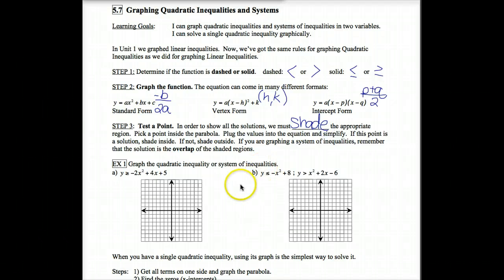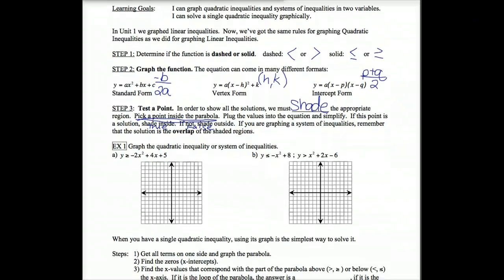When we shaded linear inequalities, this was easy because less thans you shaded below, greater thans you shaded above. With parabolas, it's not that black and white. So in order to decide which part is shaded, we are going to pick a point inside the parabola and plug it in. If we get a true statement, we shade inside. If the statement is false, we shade outside. Remember that when we're doing a system, so when we've got more than one inequality, the solution is going to be the overlap of the two shadings.